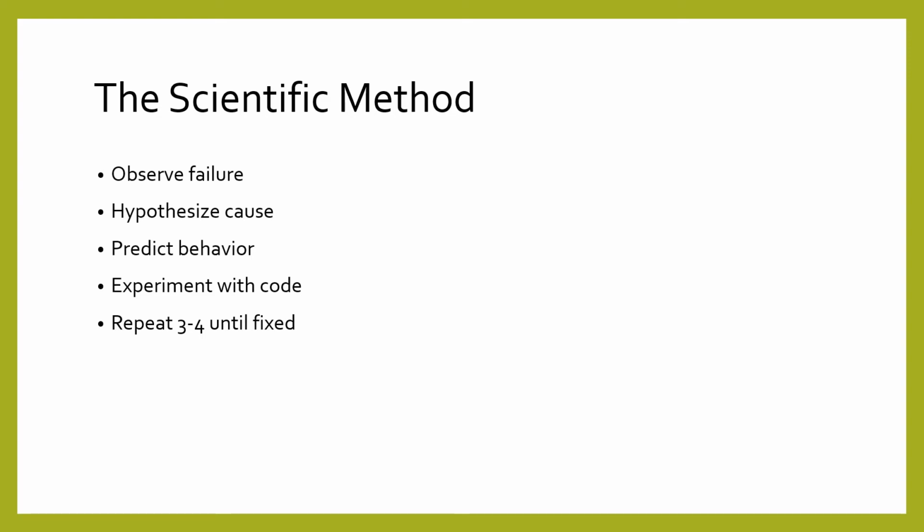When you're debugging code, you should approach it using the scientific method. First, we observe a failure in our code. Second, we develop a hypothesis as to why the code failed. Third, turn this hypothesis into a prediction. Fourth, test the prediction by experimenting with the code and making observations. Fifth, repeat steps 3 and 4 until you have fixed the code. This may be intuitive to some people, but formally following this method can really help train yourself as a programmer.